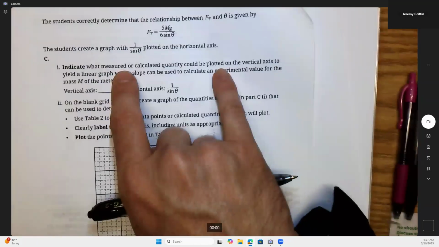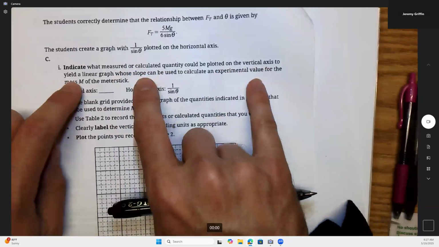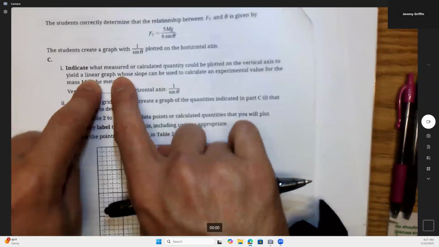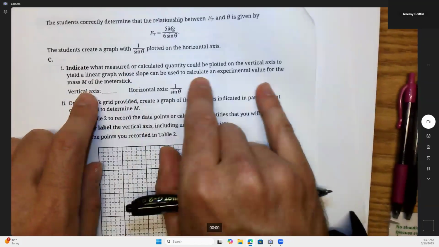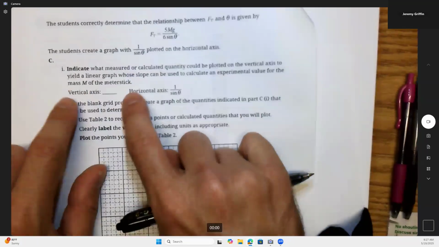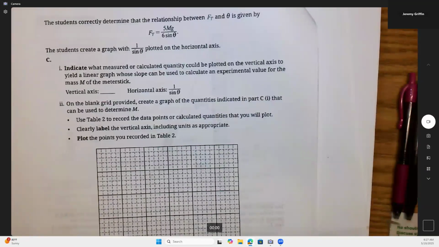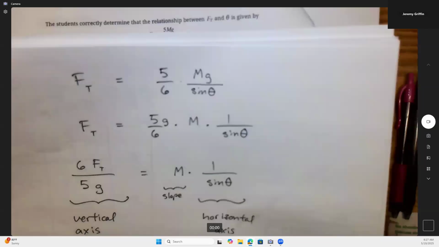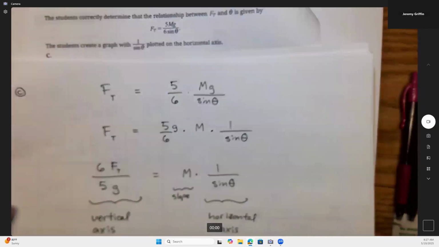All right. Indicate what measured or calculated quantity could be plotted on the vertical axis to yield a linear graph whose slope can be used to calculate an experimental value for the mass of the meter stick. Oh, we're back to linearization again. What do you put on the vertical axis? Now, there's lots of potential correct options. So I wrote 3 here. Wait, did I show you guys this yet? What is this? Oh, right.